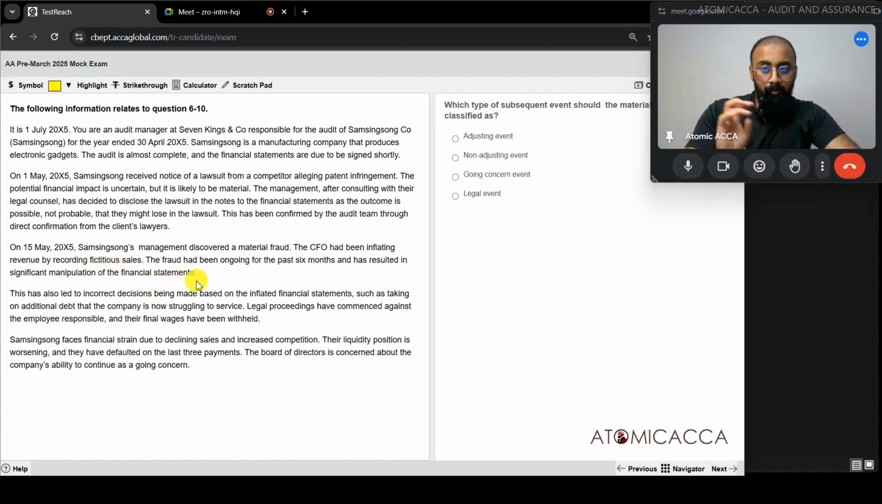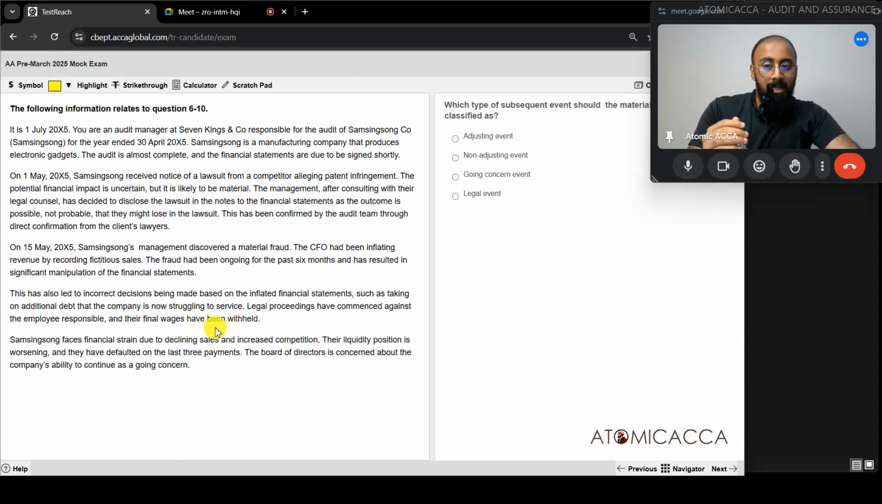This also had led to incorrect decisions being made on the inflated financial statement, such as taking on additional debt that the company is now struggling to service. Struggling to service means they're not able to repay the interest payments properly on time, because debt was taken by showing to the bank an inflated financial statement which is not their actual performance. Legal proceedings have commenced against the employee responsible and their final wages have been withheld.